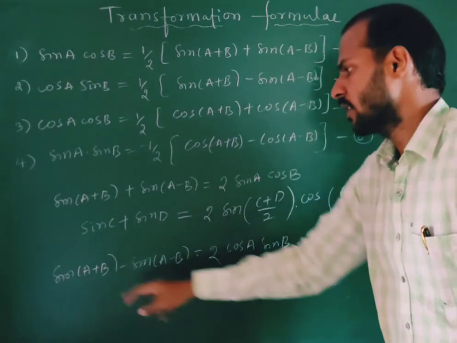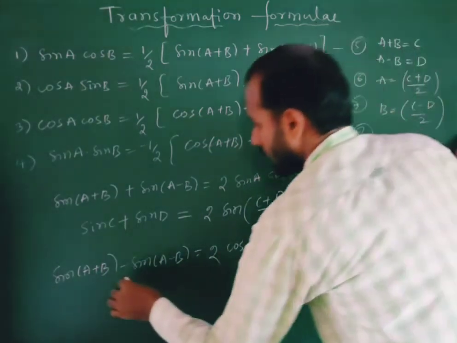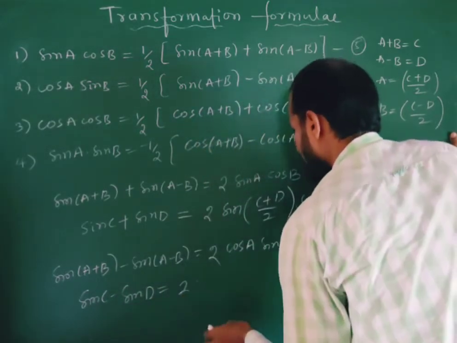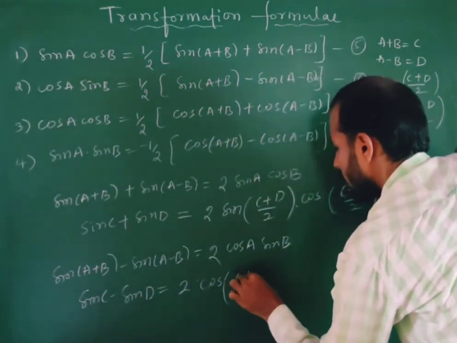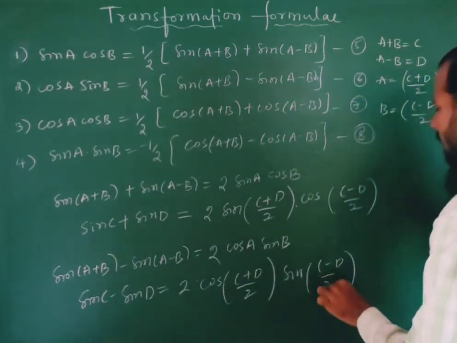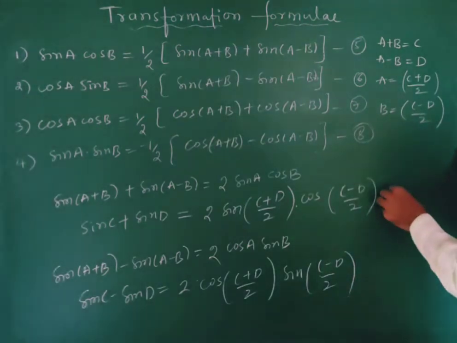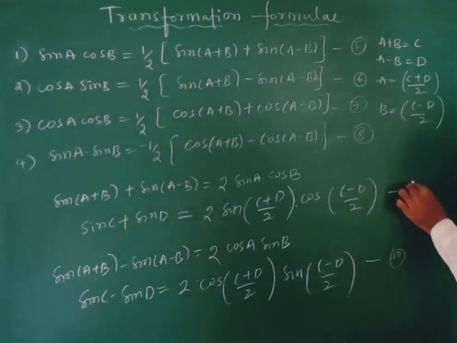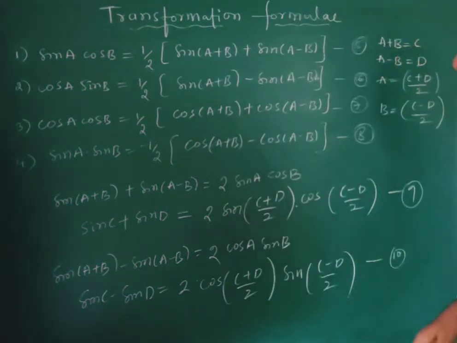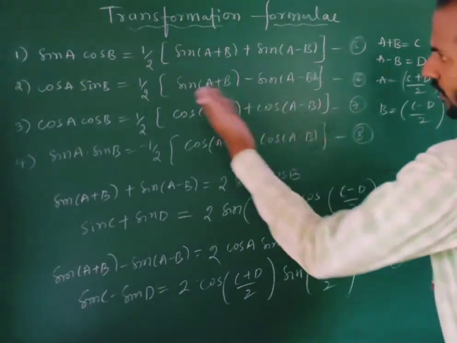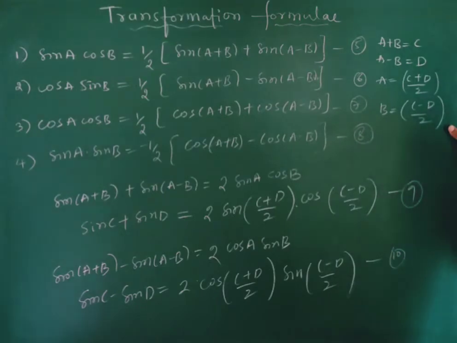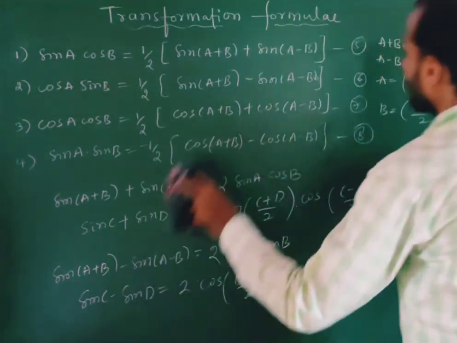Here also just substitute a plus b value as c. Sin c minus sin d equals 2 times cos of c plus d by 2 into sin of c minus d by 2. Take these as equation 9 and equation 10, right? Now again we can use this for equation 7 as well as equation 8. Let's see what we get.